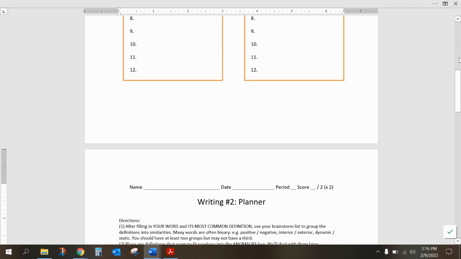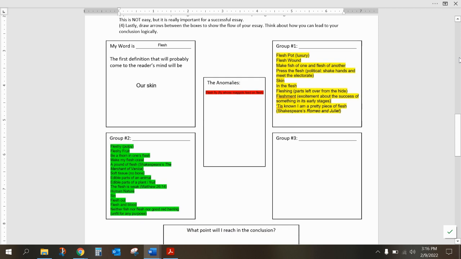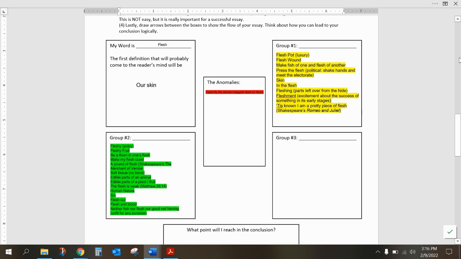And then eventually we get to the back of our planner. We're going to start breaking it down into organization. I'm going to do the example using the word flesh. And so I took my word flesh and I'm going to focus on how my very first definition is our skin. And then I'm going to look at other ways of using it.